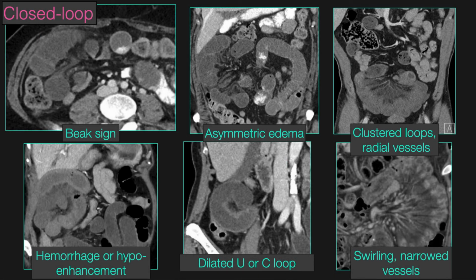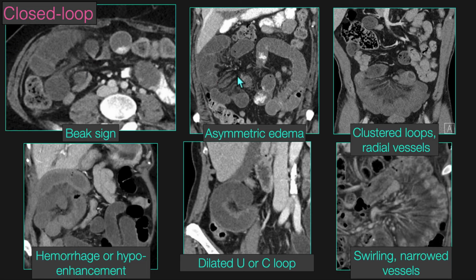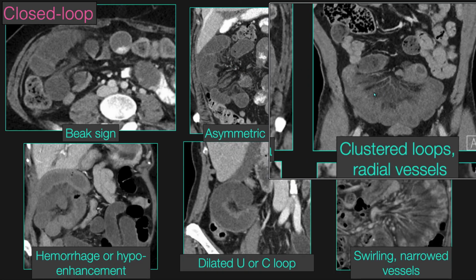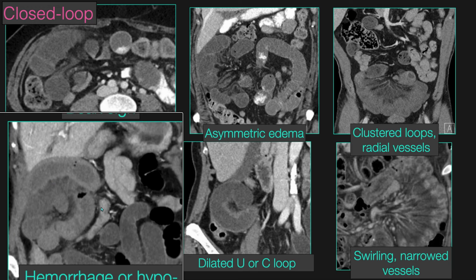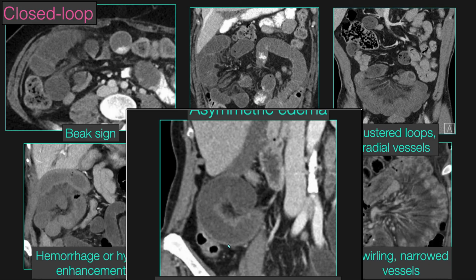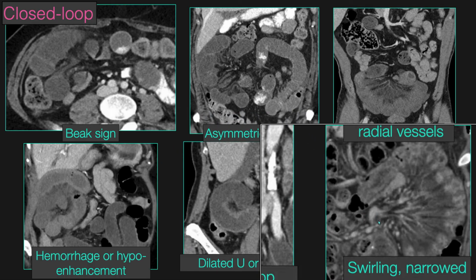Let's bring it all together by talking about the key findings that we see with closed loop obstruction. First, there's this beak sign at the entrance and exit of the closed loop, where there's sharp angulation and transition of the small bowel. There's asymmetric mesenteric edema involving the closed loop, a clustered appearance of the closed loop with radial orientation of the vessels, hemorrhage or hypoenhancement related to ischemia, a dilated U or C-shaped loop on the coronal images, and swirling or narrowing of the mesenteric vasculature.